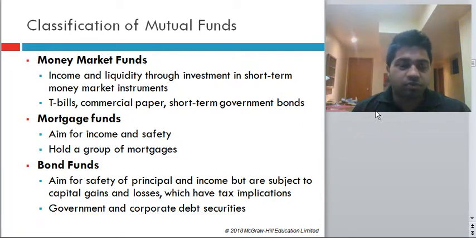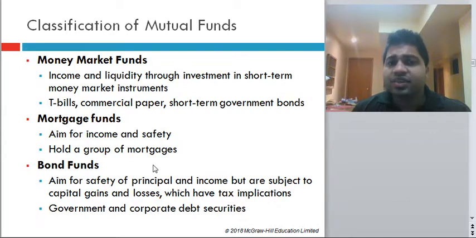Next is money market mutual fund. These mutual funds invest in short term instruments, so short term debt, extremely safe, relatively less risky and extremely liquid. So income and liquidity through investments in short term money markets. For example, they invest in T-bills, commercial papers, and short term government bonds.